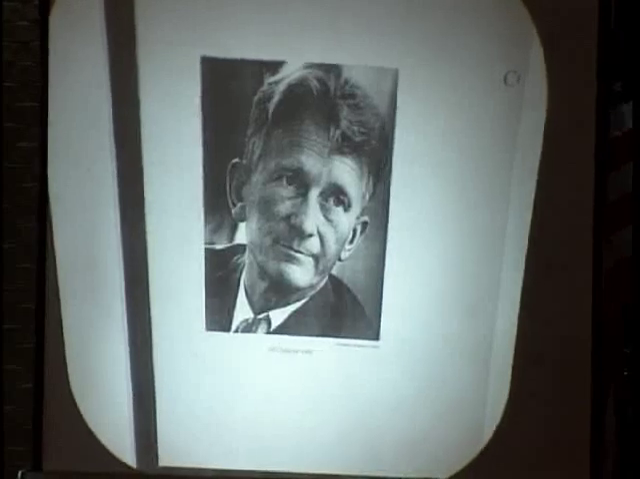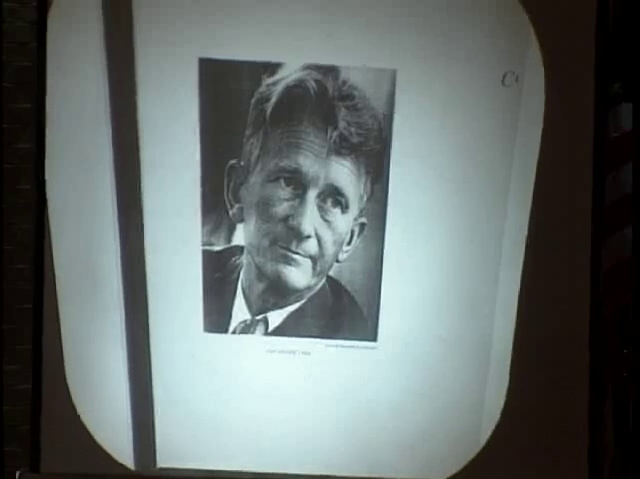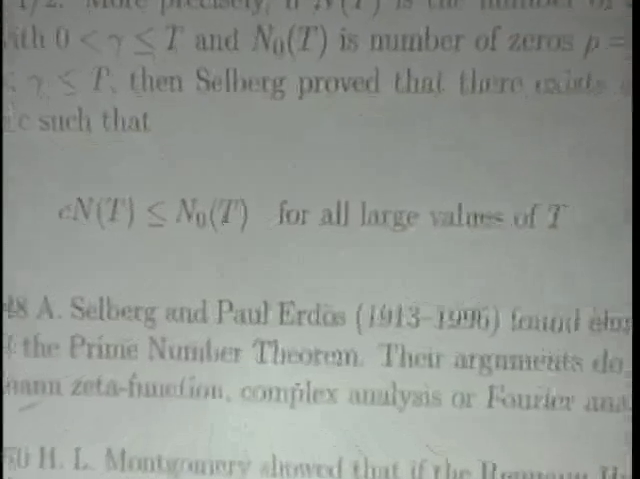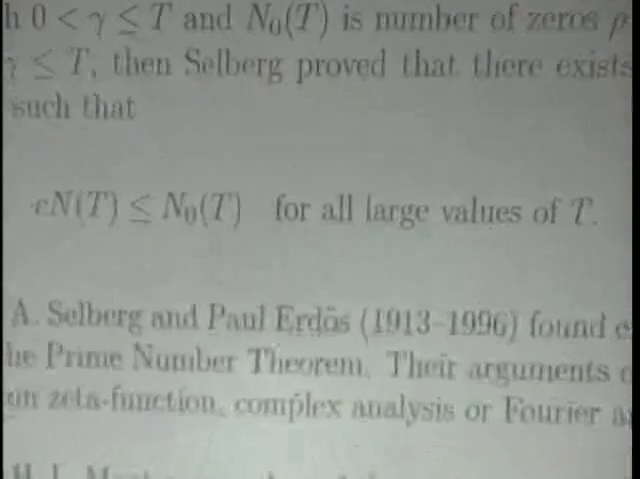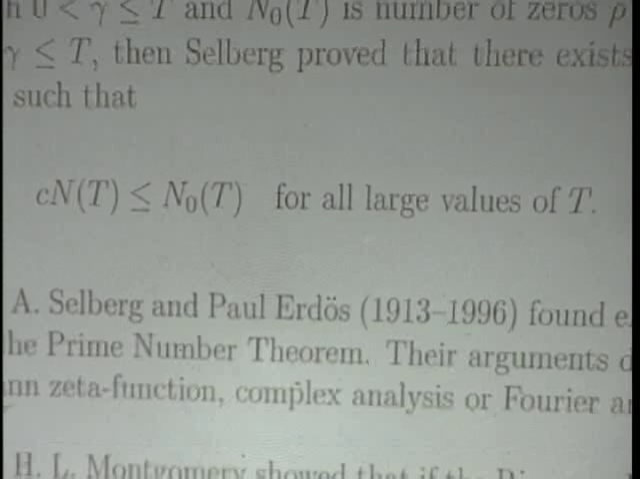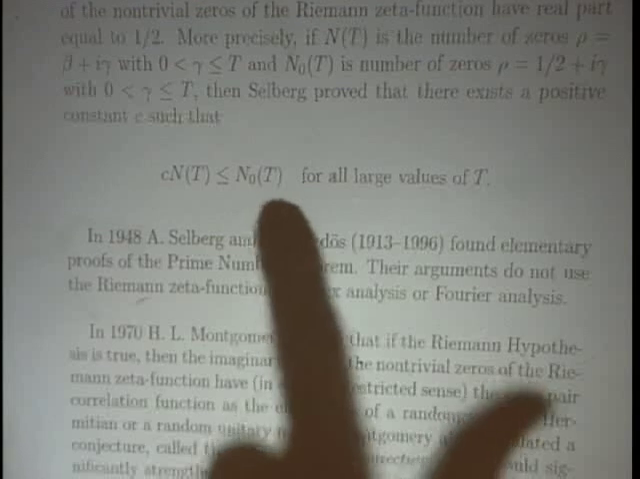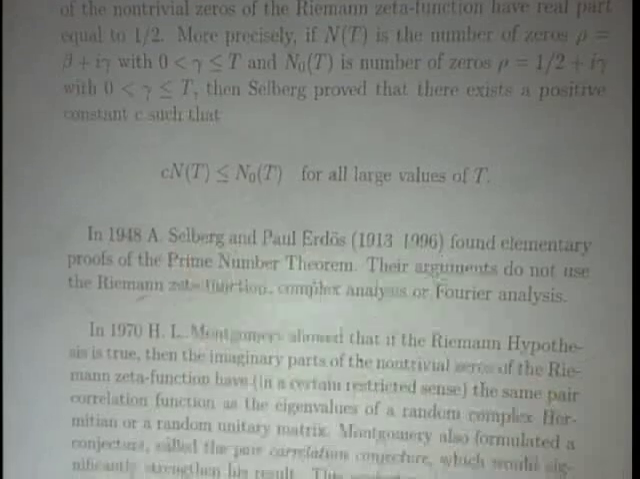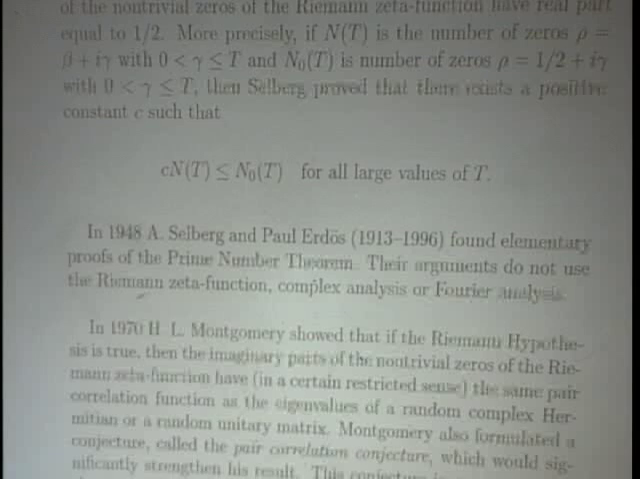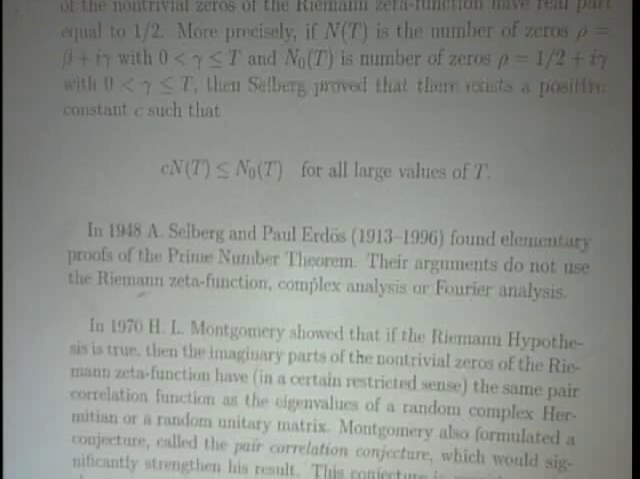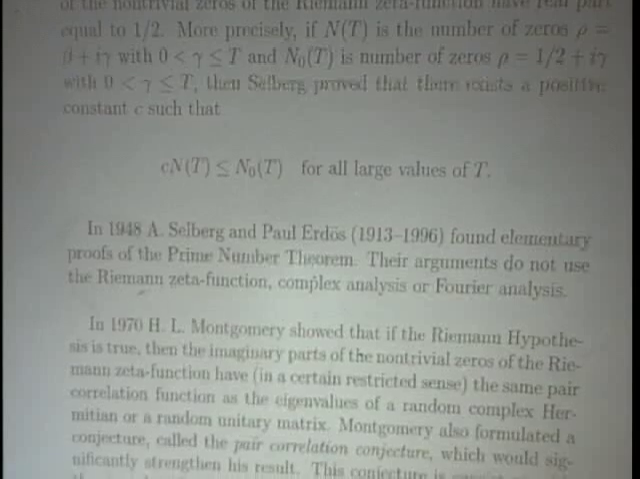So the precise statement is that if N0 of t is the number of zeros up to height t which have real part equal to a half, so they're on the central line, and N of t, as before, is the actual number of all the zeros up to height t, then it turns out there's a positive constant c such that the number of zeros that are on the half-line is greater than or equal to a constant times the total number of zeros. So that constant is the proportion of zeros that you can say are on the half-line.